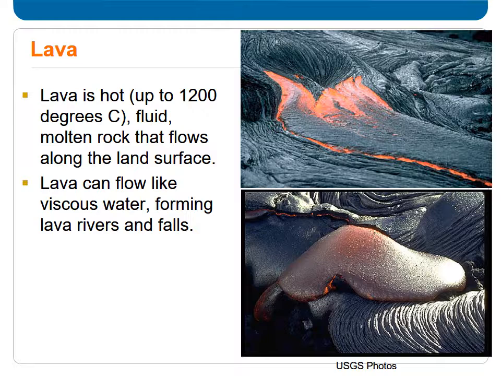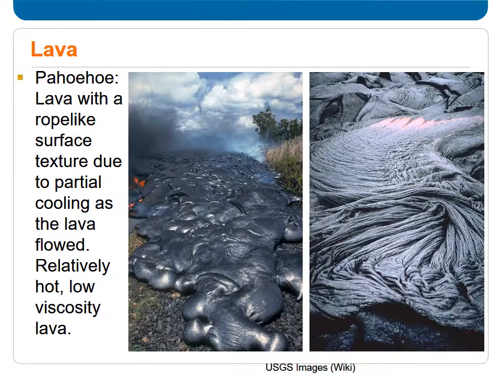Lava is hot, fluid, molten rock that flows along the land surface. Lava can flow like viscous water, forming lava rivers and lava falls. Pahoehoe in Hawaii is lava with a rope-like structure and surface texture due to partial cooling as the lava flowed. It is relatively hot, low viscosity lava.